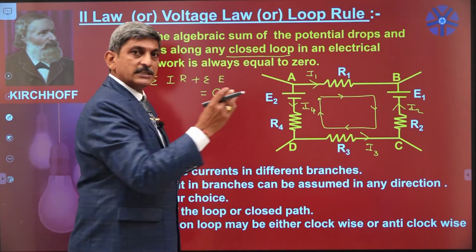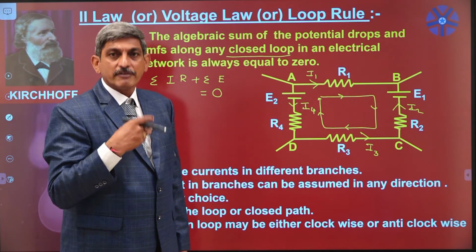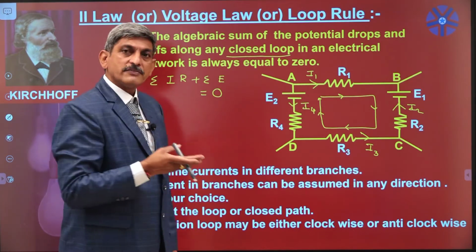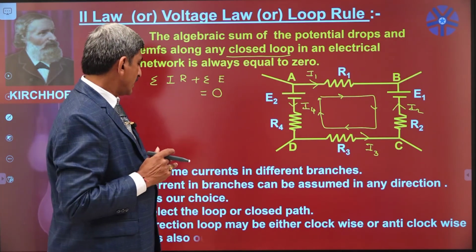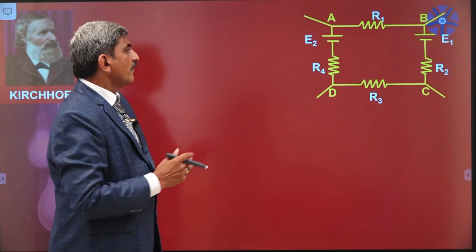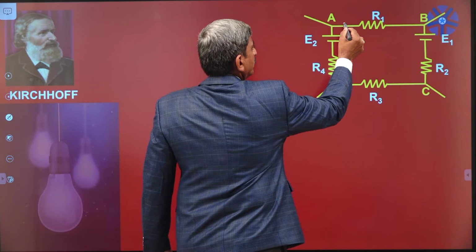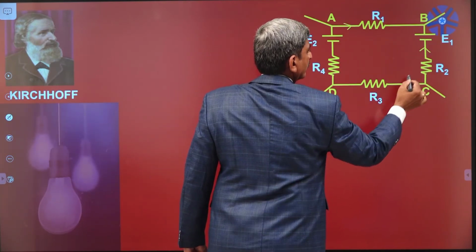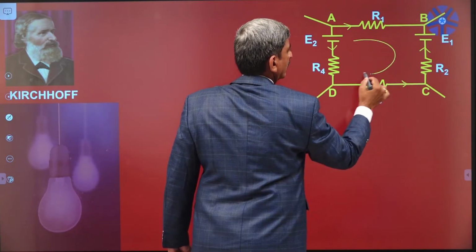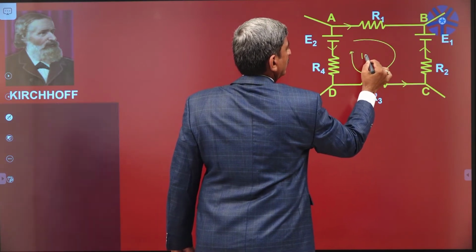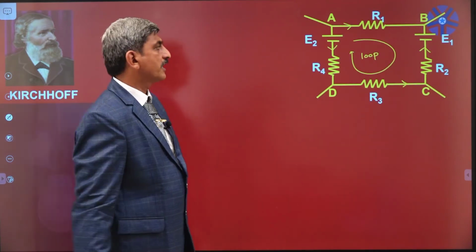So the assumptions of the currents and the directions of the currents are purely our choice. Assumptions of the loop and the direction of the loop are also purely our choice. After that, whenever we are moving in the loop, here we consider the loop or closed path in the clockwise direction.